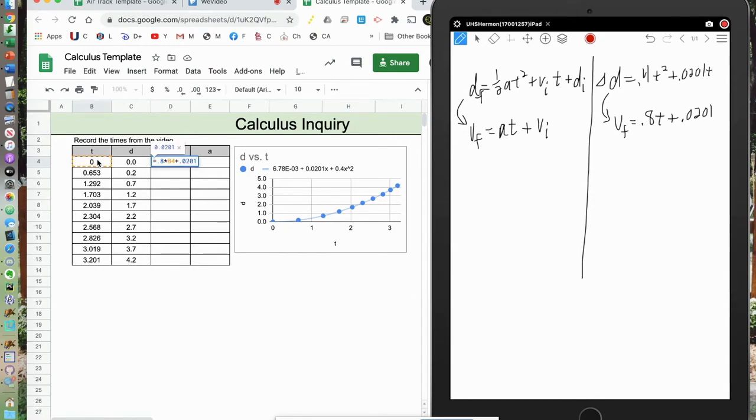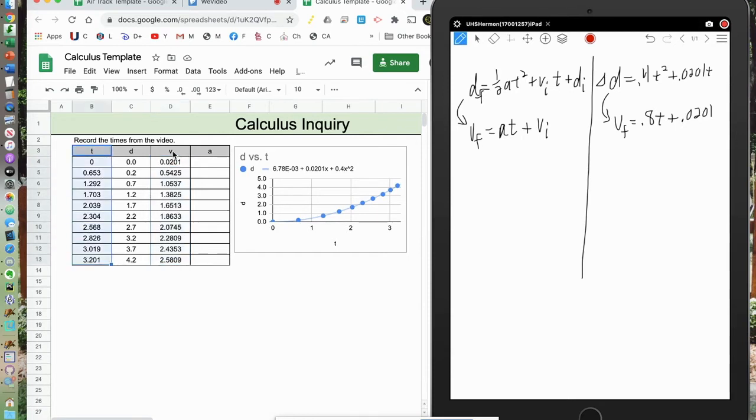So there was actually an initial velocity because it was moving ever so slightly before it hit that first photo gate. So I'll hit return on that. I'll take that down, and see at time 0 when it went to the first photo gate, it was already going this speed. Okay, so I'll take those velocities down, and now I'm going to grab the time.